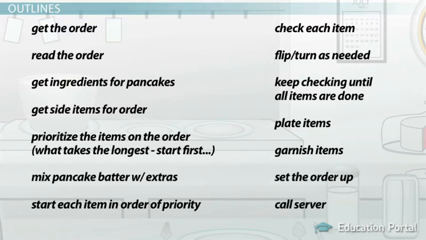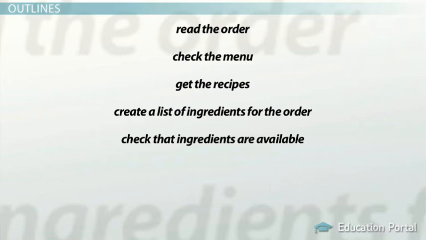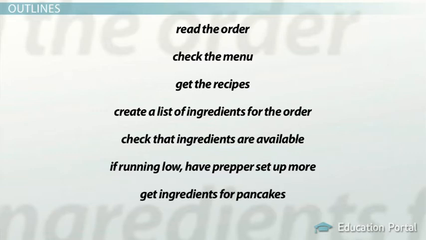Once we have that, we can start adding detail. There is a bit more activity that has to happen between read the order and getting the ingredients for the pancakes and sides. Read the order, check the menu, get the recipes, create a list of ingredients for the order, check that ingredients are available, if running low, have prepper set up more, get ingredients for pancakes, get side items for order. And that's the new stuff. You keep expanding the outline until it covers everything that needs to be coded.